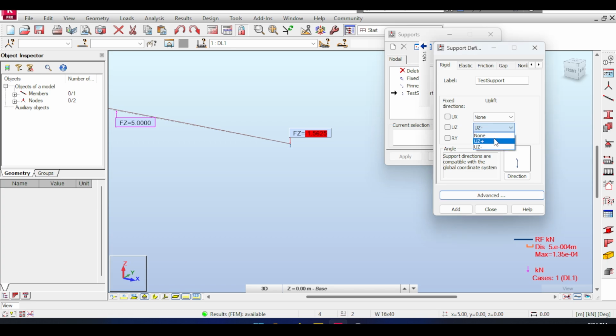I usually use UZ positive if I want to model soil. For now, that's what I wanted to talk about in rigid, so I'll click on add now again.